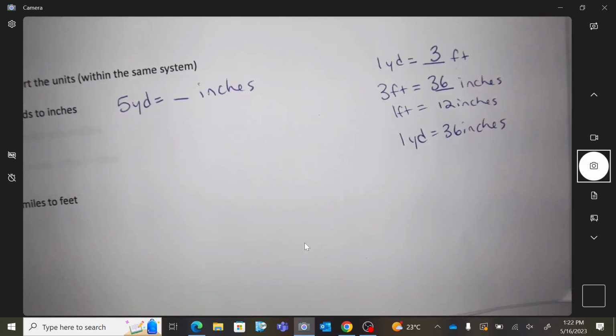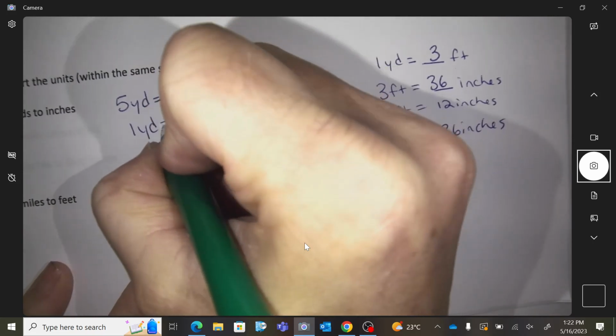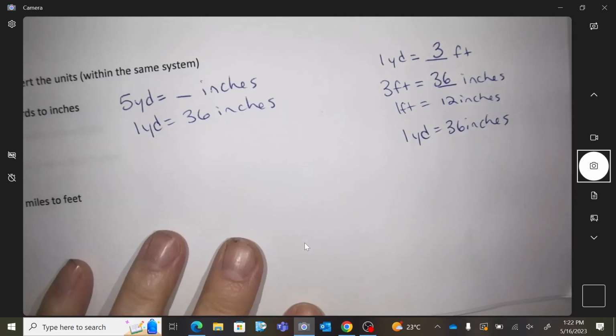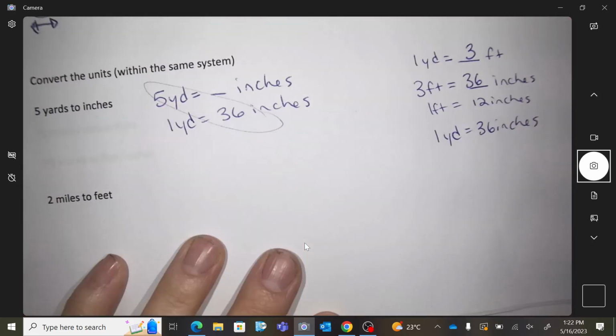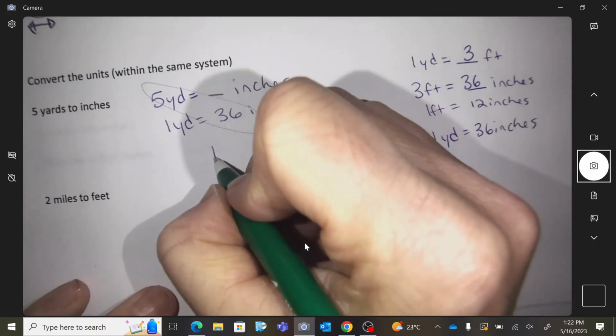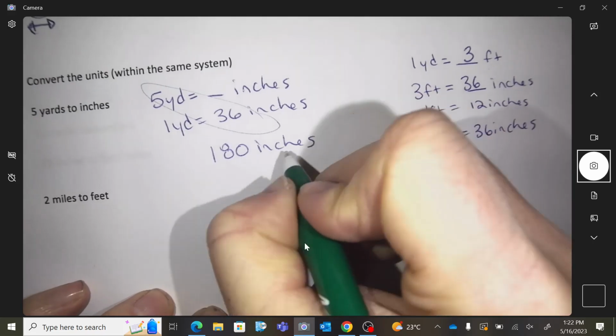Can you also just visualize that with your arms, right? If you're thinking 1 yard, does that seem like 36 inches long? Does it make sense visually? So 1 yard equals 36 inches. Okay. So then I know to times those numbers. So 180 inches is the answer.